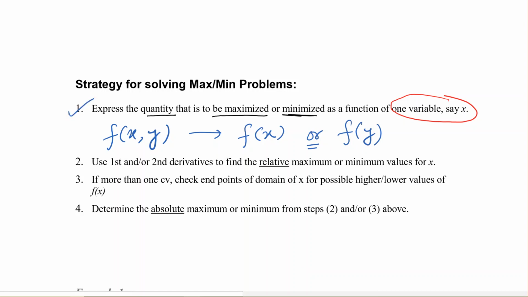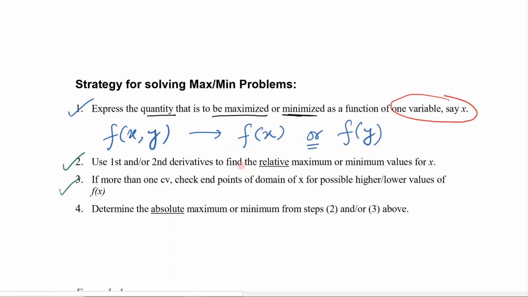And then we need to use the first or second derivative test to find the relative maxima or minima. But since our goal is to find the absolute maxima or minima, if there is more than one critical value, we also check at the endpoints of the domain. So what is the value of the function at the endpoints? And based on steps 2 and 3, you're going to see what is the absolute maximum or the absolute minimum value.